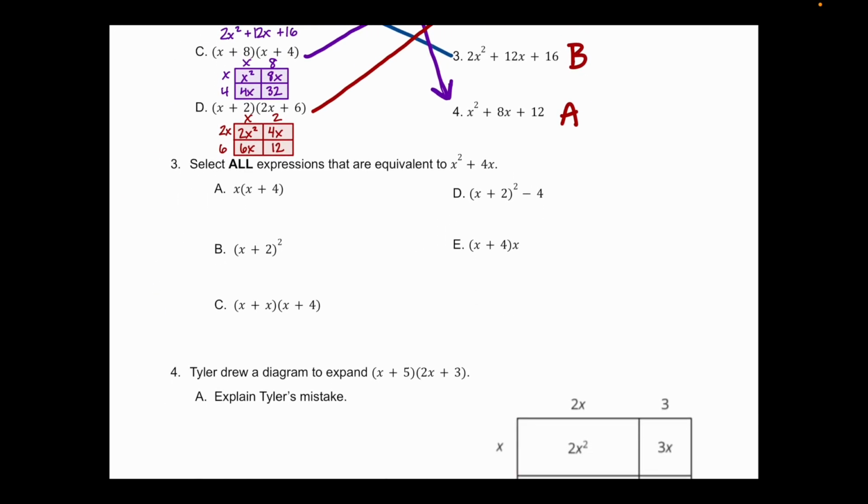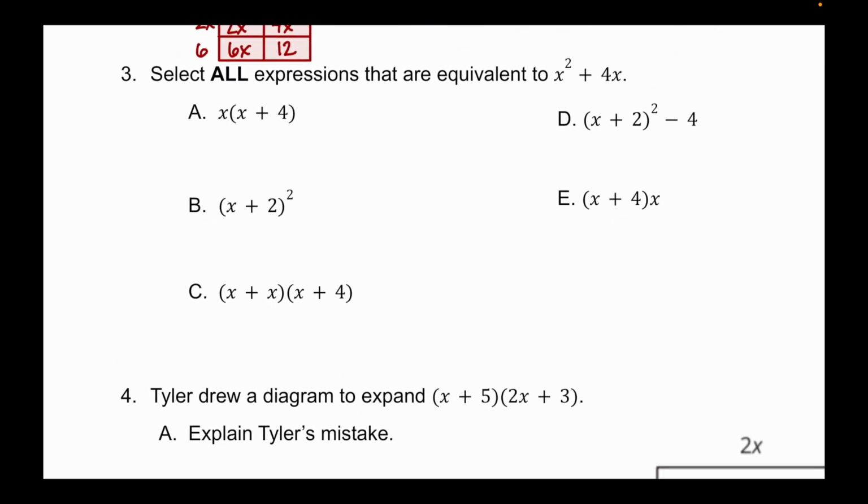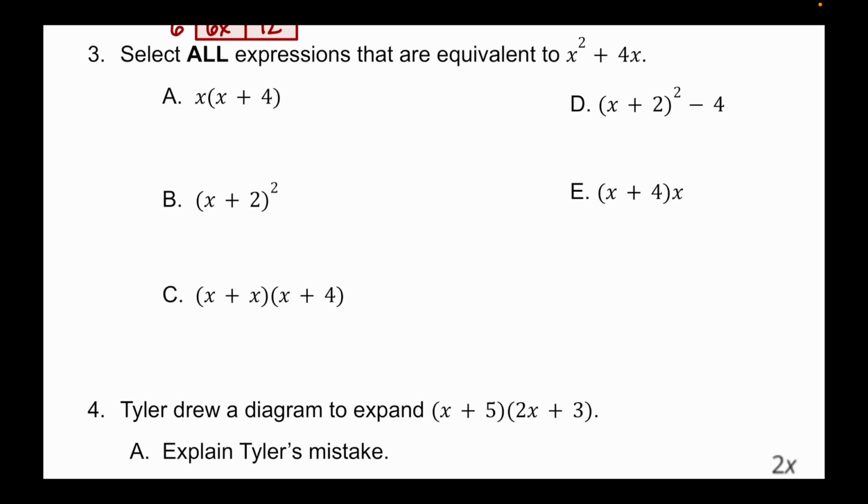So question 3 is more challenging. It's asking us to select all expressions equivalent to x squared plus 4x. So there's a quadratic term and a linear term, but no constant term. And we can do that by actually just doing some distribution here. I'm not going to use the box method, although I may on some of these, but I'm not going to start with it on A. I'm just going to distribute x into each of these pieces here. This makes x squared and 4x. A is one of the expressions equivalent to x squared plus 4x.